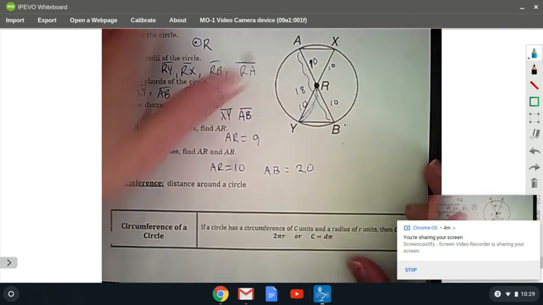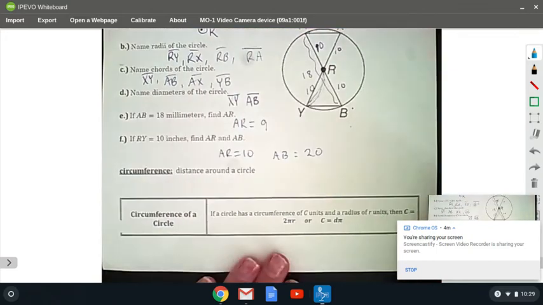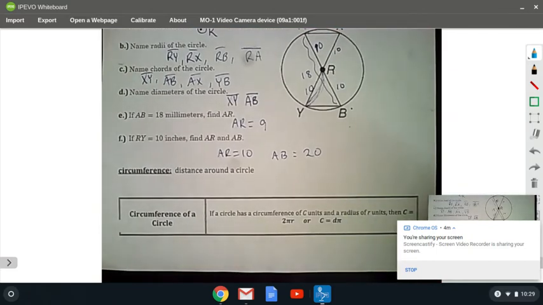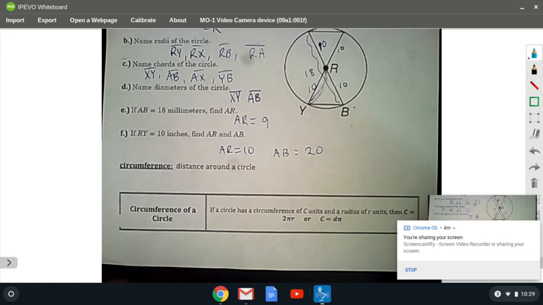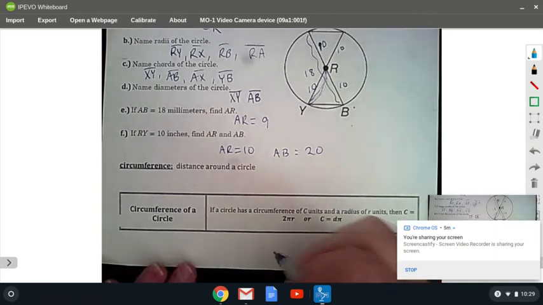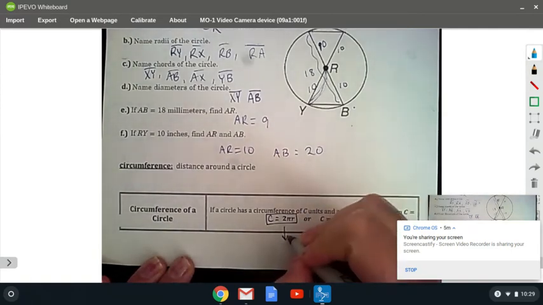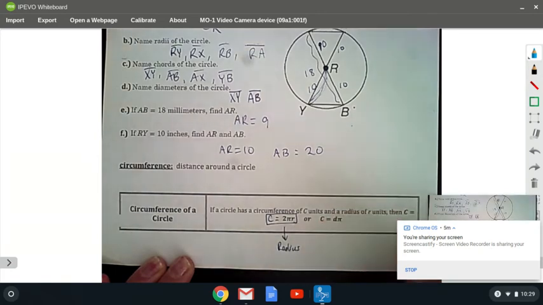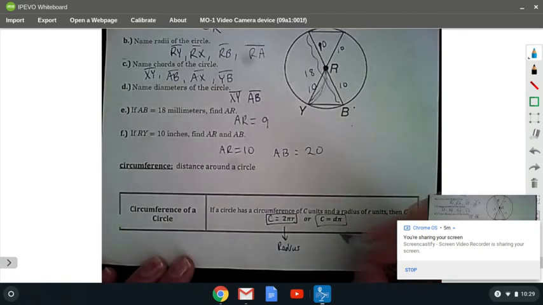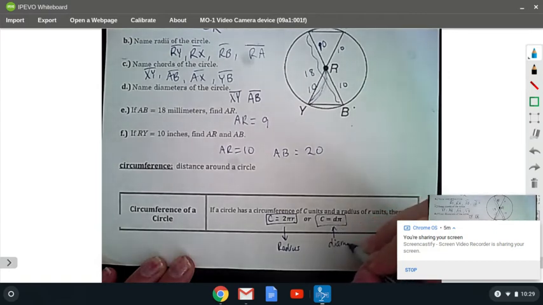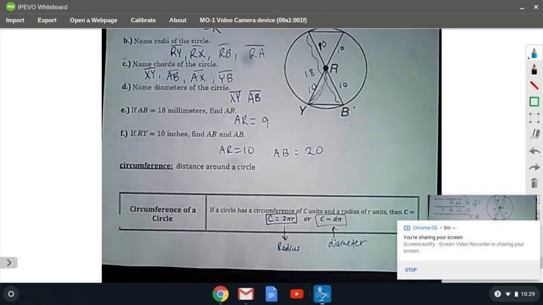The next thing we got to do here is talk about circumference. The circumference is the distance around a circle. It's kind of like perimeter when we talk about other shapes. If a circle has a circumference of C units and a radius of R units, then we can use two of these formulas, either C equals 2 pi r, and I would just always use this if you have the radius, because r stands for radius, and C equals d pi, d stands for diameter. So I would always choose between these two equations on whether they gave you the radius or the diameter.